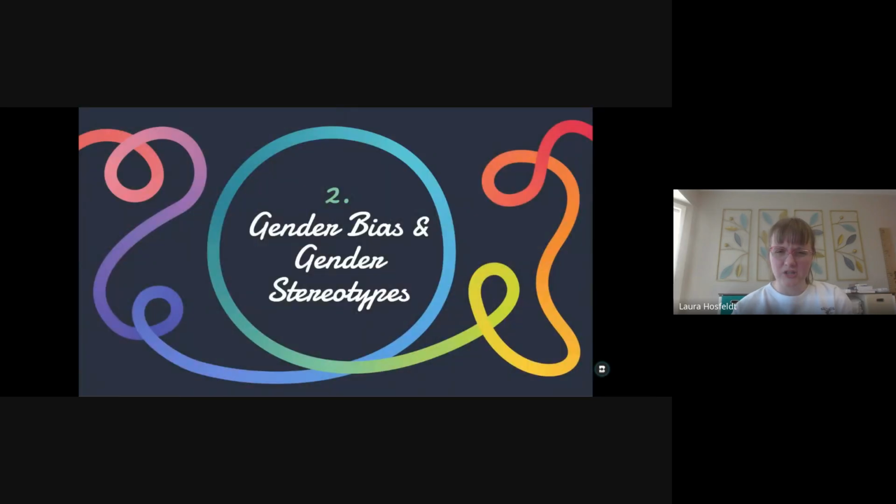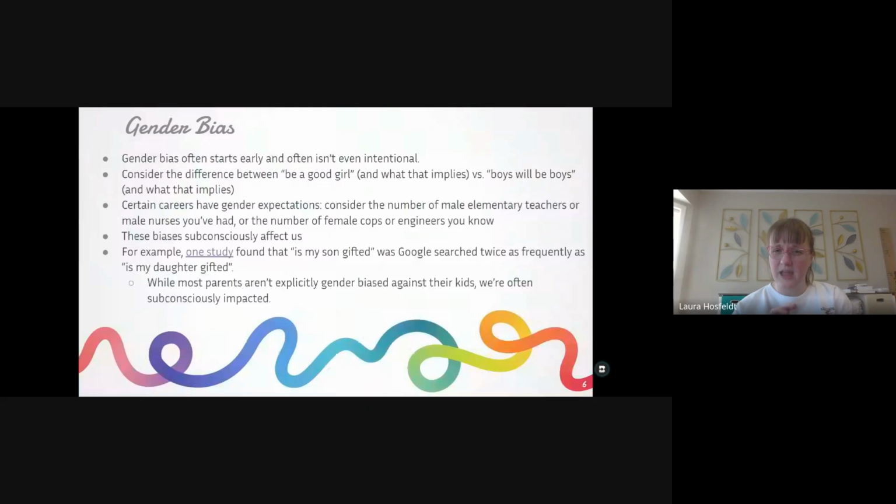Looking at gender bias and gender stereotypes is key because that's something you're going to encounter in your teaching. Gender bias often starts early and isn't always done intentionally. For example, we often tell our girls to be a good girl. And what does that imply? And then often we'll say things like, oh, boys will be boys. And what does that imply? A lot of times this is programmed in us from a very early age, for better or for worse. Certain careers have traditionally held gender expectations.